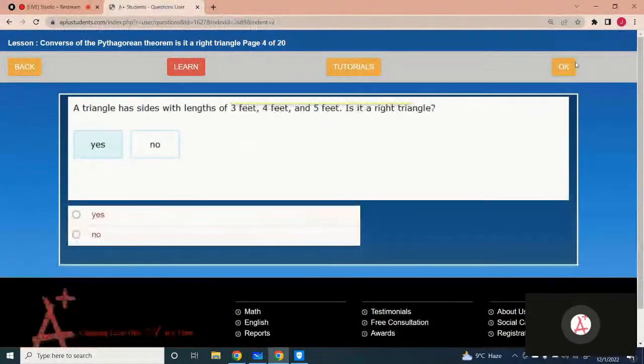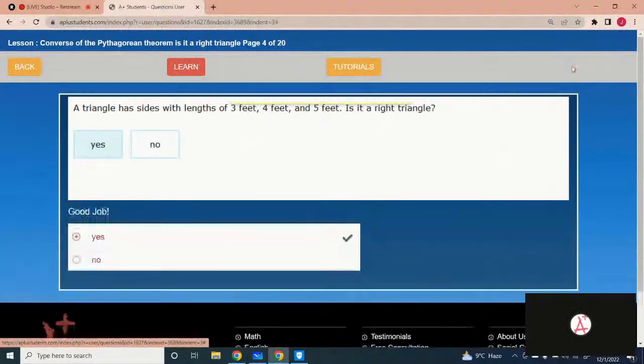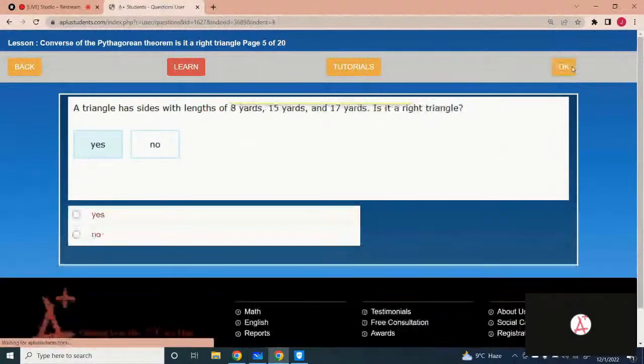Okay, a triangle has sides 3, 4, and 5. So 5 square is 25, 4 square is 16, and 3 square is 9. Yes, it is a right angle triangle. You can check by doing it in your notebook. The answer is yes. Next, 8 yards, 15 yards, and 17 yards. 225 plus 64 is 289. Yes, it is. The answer is yes.